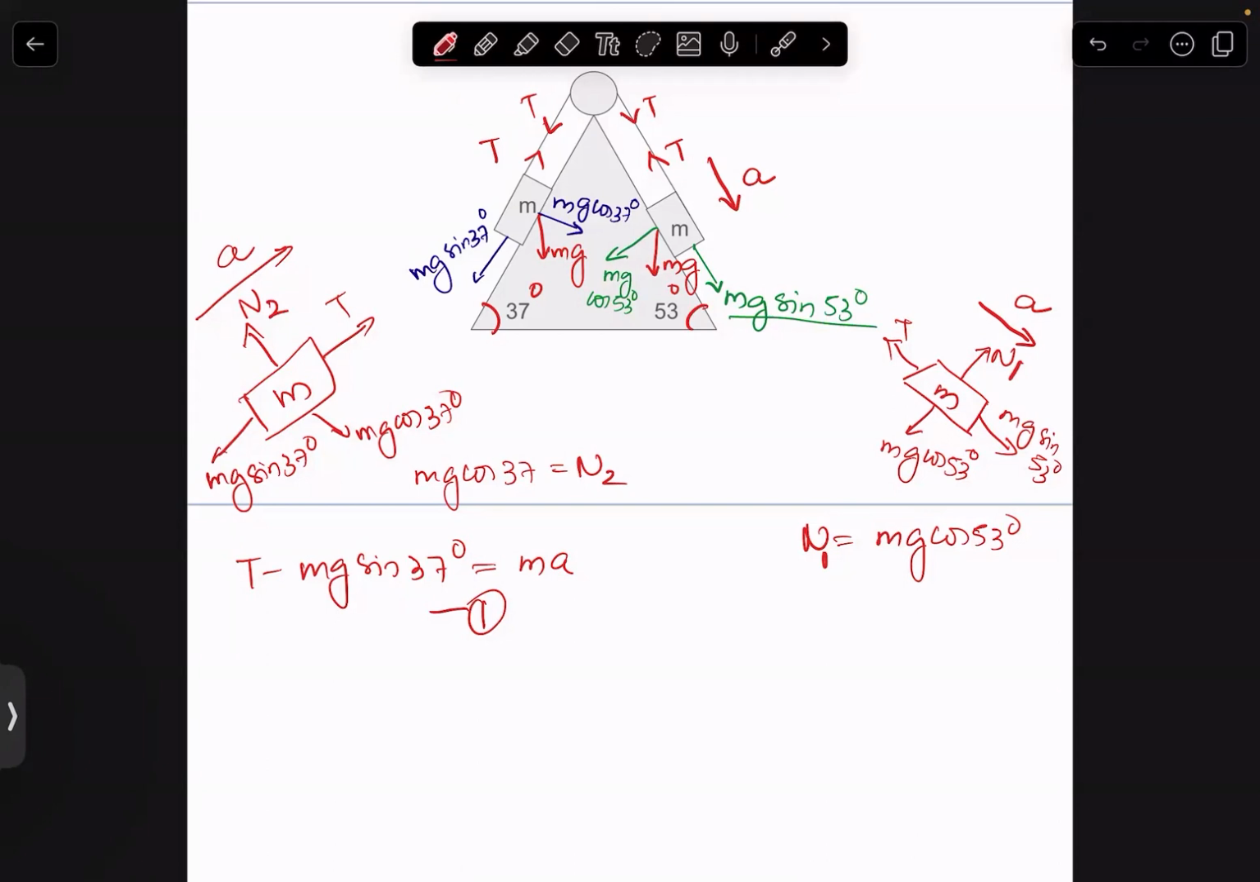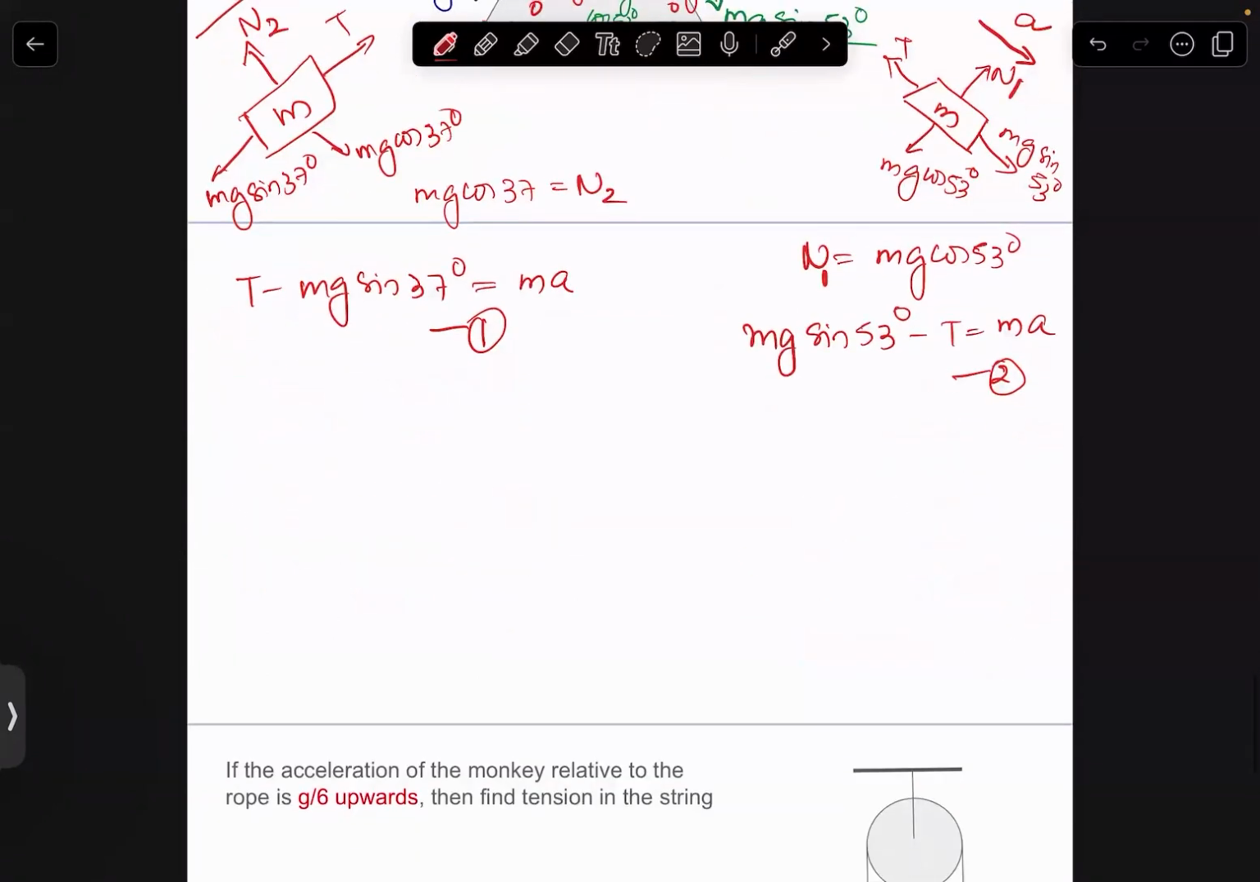So here net force equal to mg sine 53 degree minus T equal to m times a. This is equation 2. Now to find the acceleration, what will you do? Just add equation 1 and equation 2. You will get T minus mg sine 37 degree plus mg sine 53 degree minus T equal to ma plus ma.